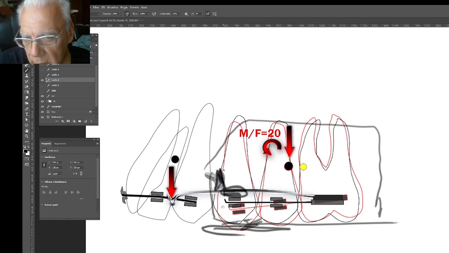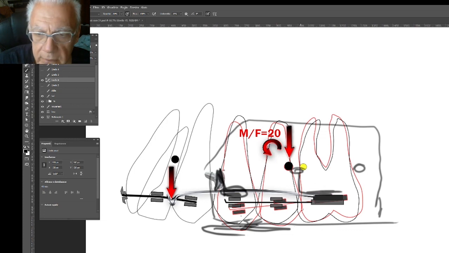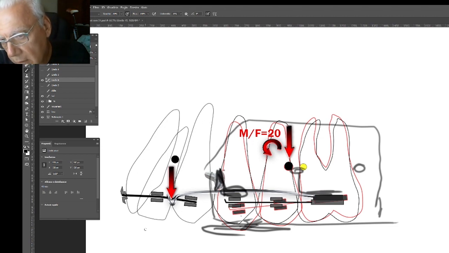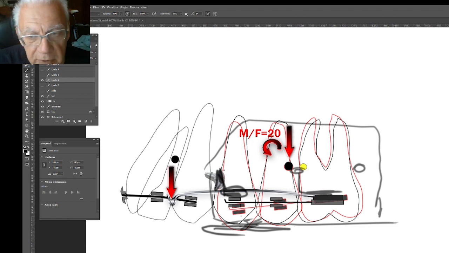Well, I'd rather use a TAD not here, but in this area here or in this area here and block the molar. Because actually, the only movement that cannot be restrained by occlusion is the movement of intrusion.